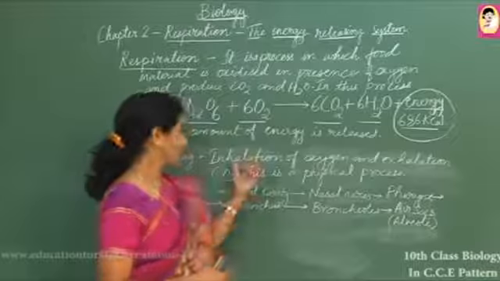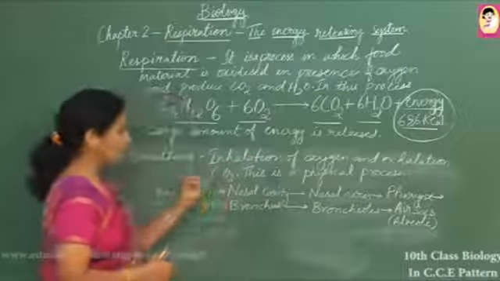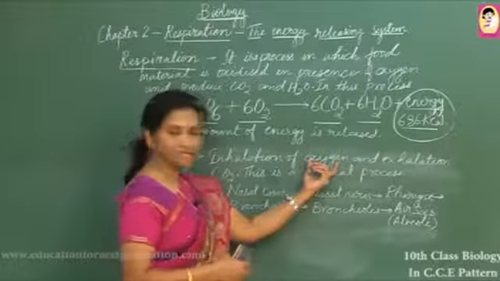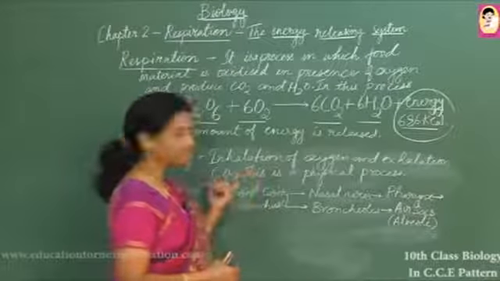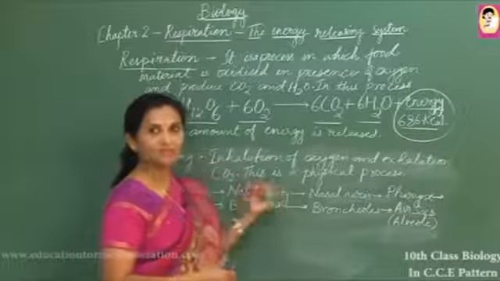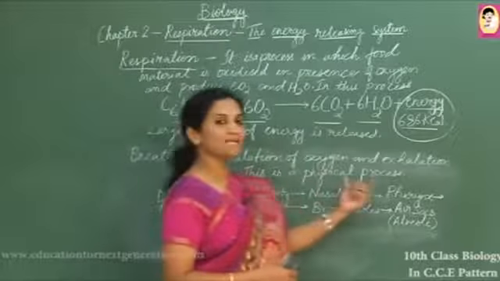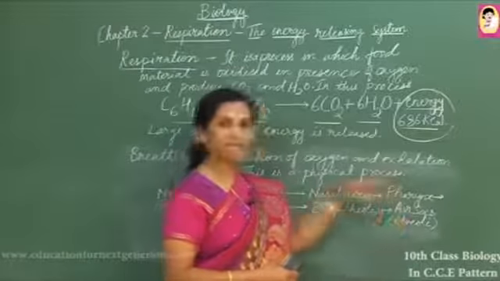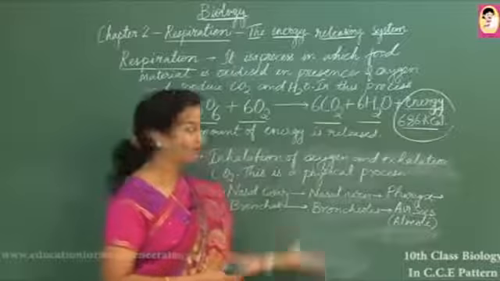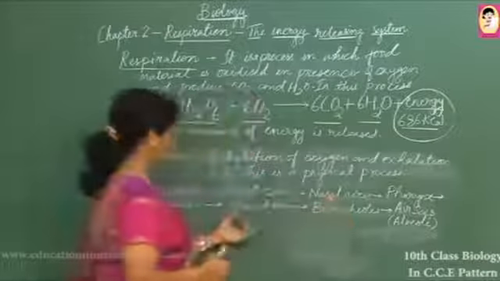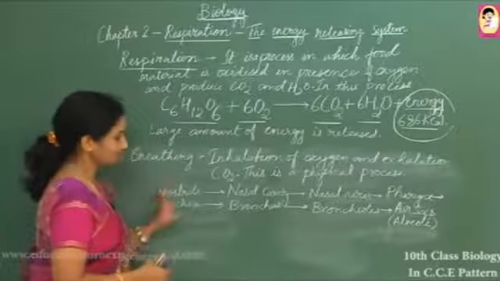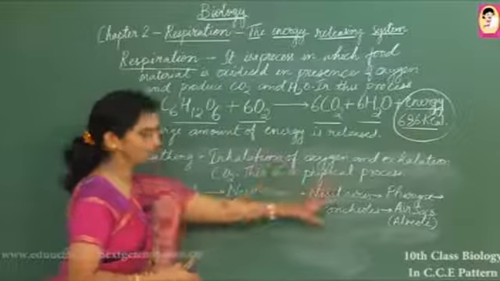In inhaled air, oxygen is more, nearly 21% of the air, and carbon dioxide is just 0.03%. At exhalation time, oxygen comes down to 16% and carbon dioxide increases in amount. So this is considered only a physical process.